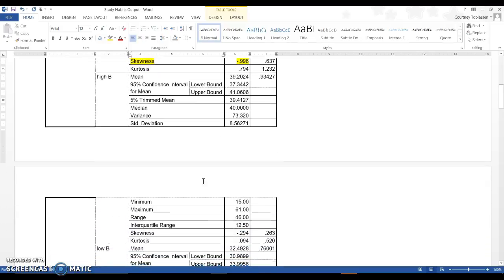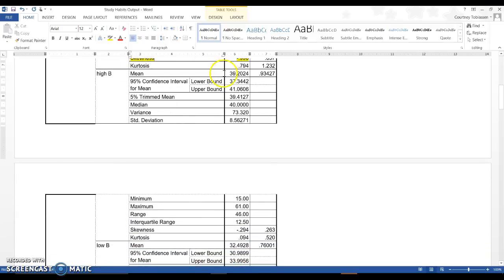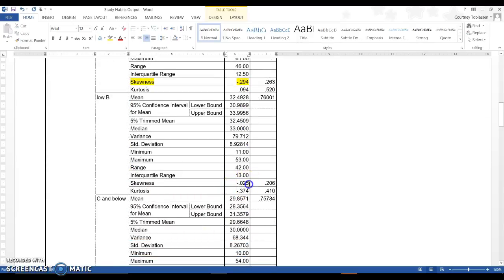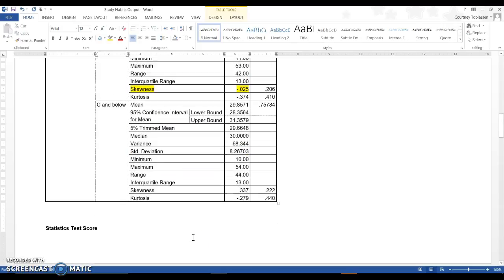That's a normal variable. With the high B group, again, we have our mean, we have standard deviation. We're going to scroll down to skewness. This one is also within plus and minus one, so we have normality. Same with the low B group, same with the C and below group. So each one of our variables has met the normality assumption.